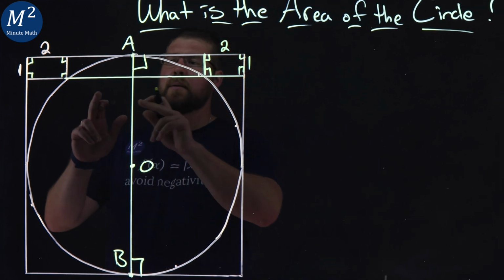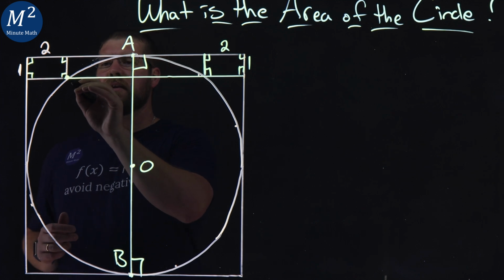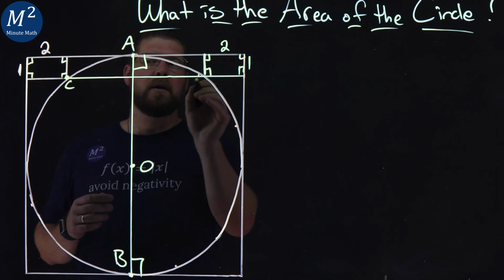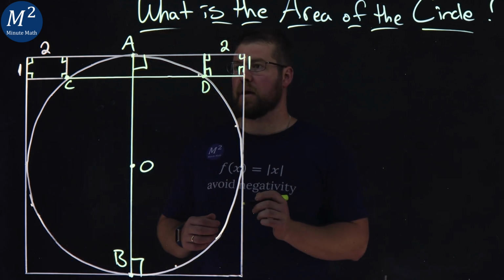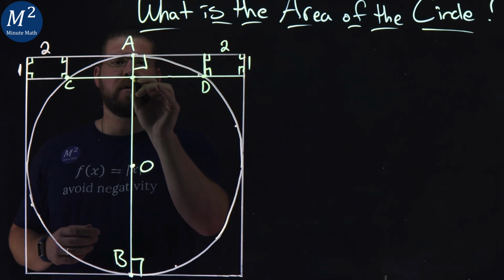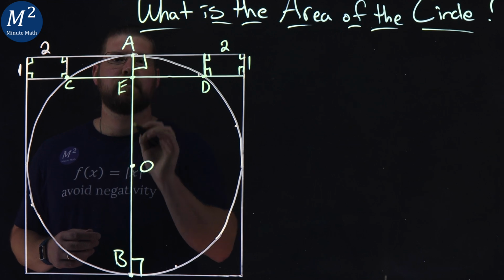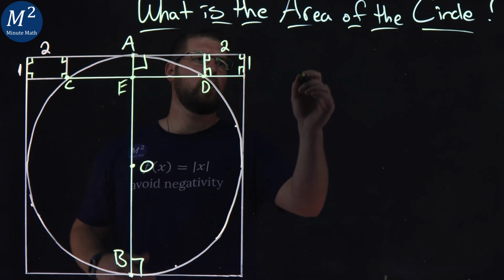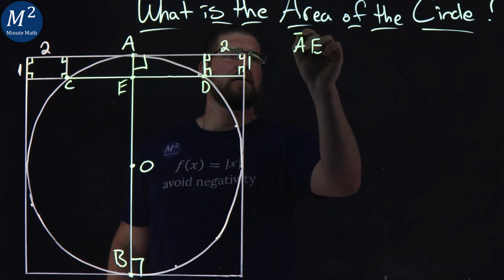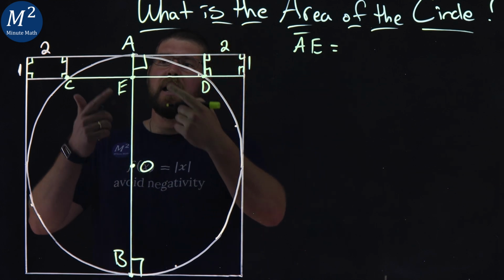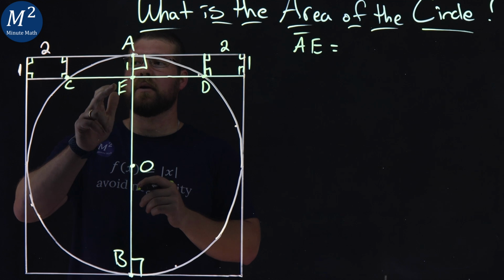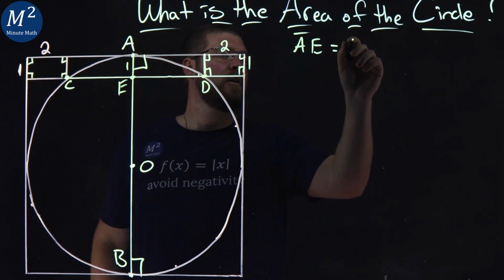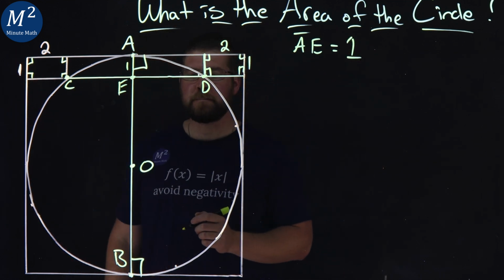So now I want to label some points. Let's say this intersection is here so we know what we're talking about. Let's call it C, and let's call this one D. And then this intersection right here, let's also call that E. Now what do we know about length AE? Well, AE has a length of 1, that height of 1 right here, just like it does on the ends. So we know that has a 1.